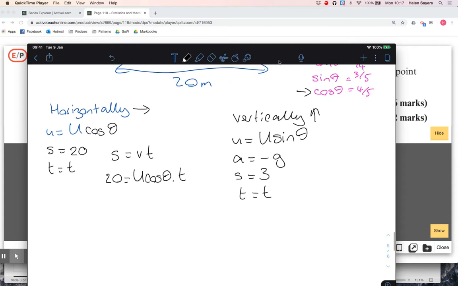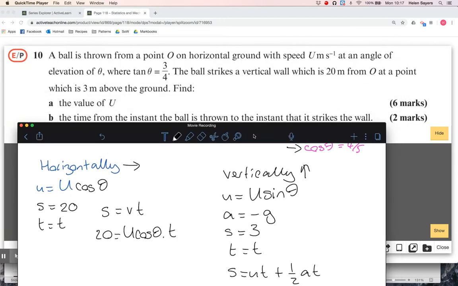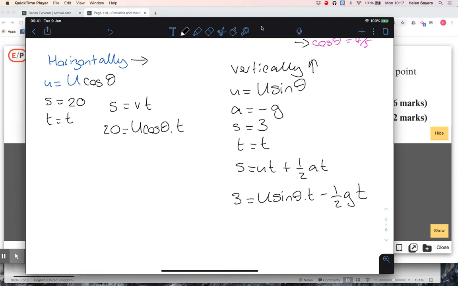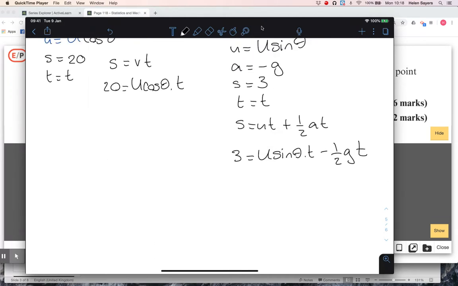For this one, I am going to use s equals ut plus a half at squared. So 3 is capital U sine theta t, plus a half a, well, as a is minus g, I'm just going to say that's minus a half g t. I haven't actually read what I'm after yet. Right, I'm after the value of U. So I've got these two equations that involve t and capital U.